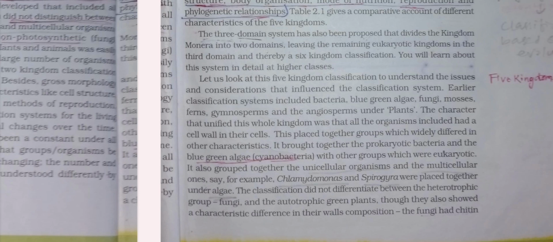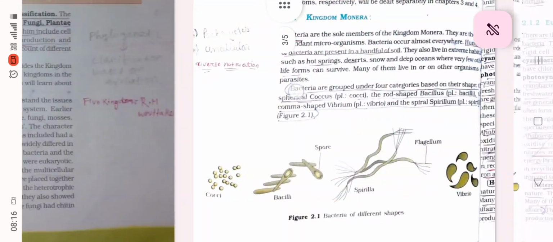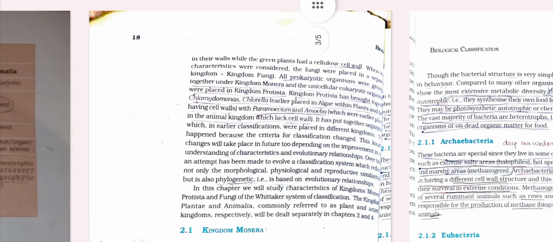Accordingly, unicellular and multicellular organisms like Chlamydomonas and Spirogyra were placed under algae. That is how the classification was made. The classification did not differentiate between the heterotrophic group, that is fungi, and the autotrophic green plants, though they showed a characteristic difference in their wall composition. The fungi had chitin in their wall, while the green plants have a cellulose cell wall.